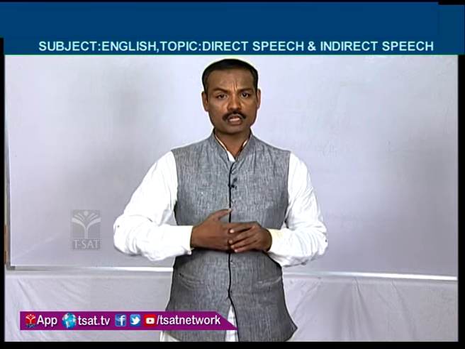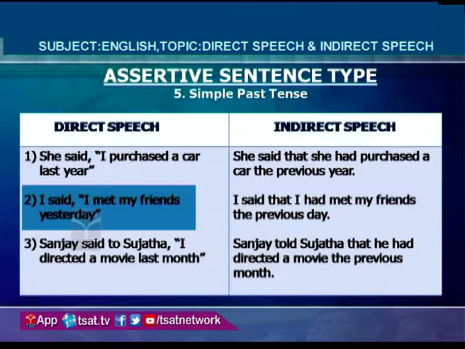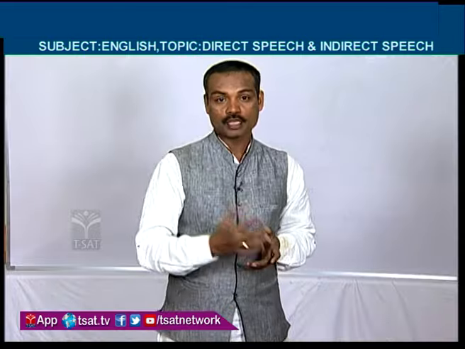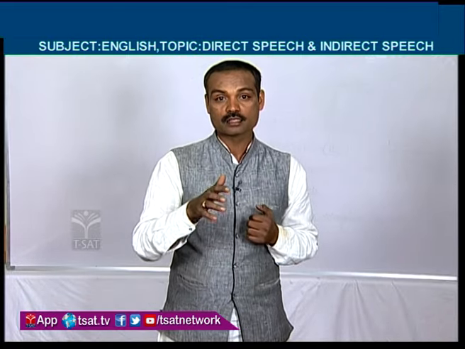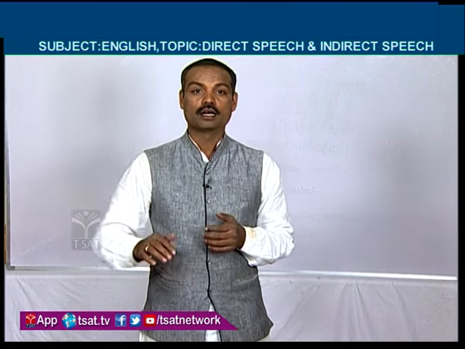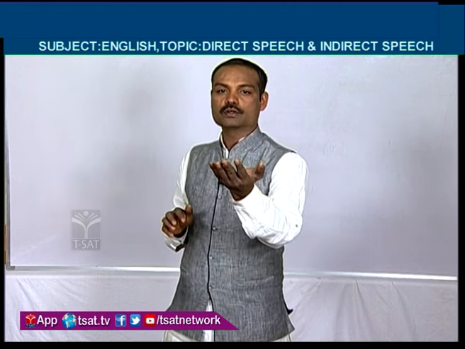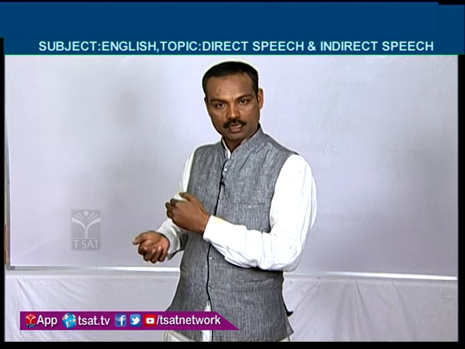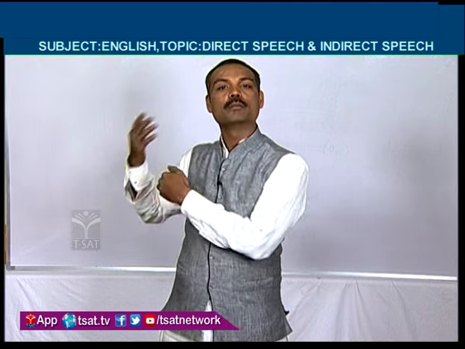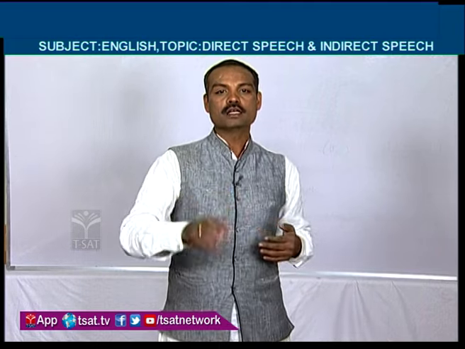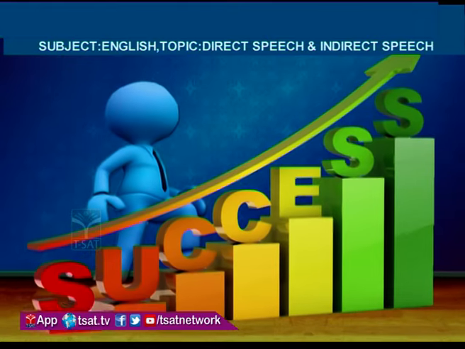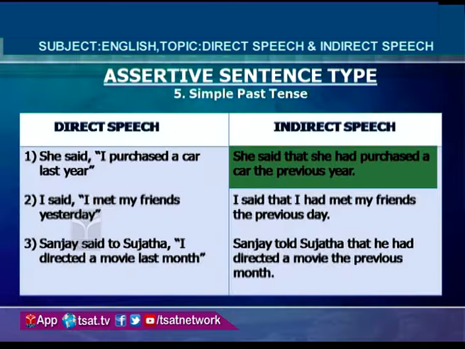Next, let's see example number two. What is example number two? I said, comma, next, second part, I met my friends yesterday. Now just imagine that I am telling about my friends. I said, I met my friends yesterday. So now I am telling you, I said that I had met my friends the previous day. This is the answer. In the place of comma, we should use the conjunction that. So I said that I had met my friends the previous day.